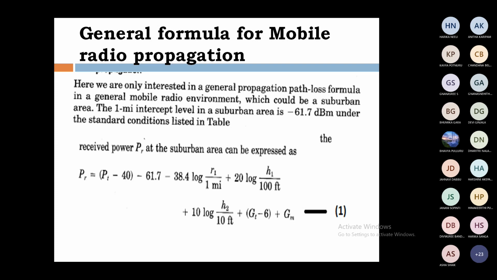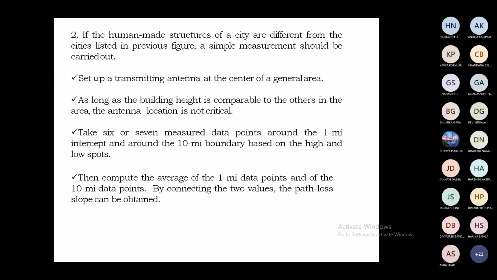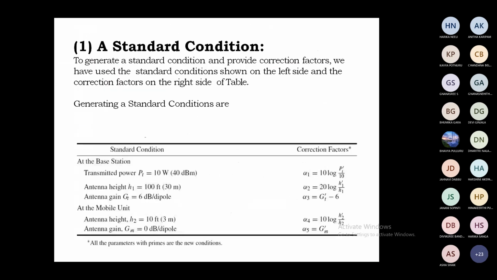Why are we taking all these terms? First, the transmitter power, since we want to calculate the received power, and the standard is 40 dB, and for suburban area minus 61.7. This is enough, but we have to consider correction factors also. In these correction factors, we have to consider the height of the base station, the height of the mobile station, the distance between base station and mobile station, and their antenna gains. See the standard condition and the correction factors. You have to implement all correction factors in that equation.